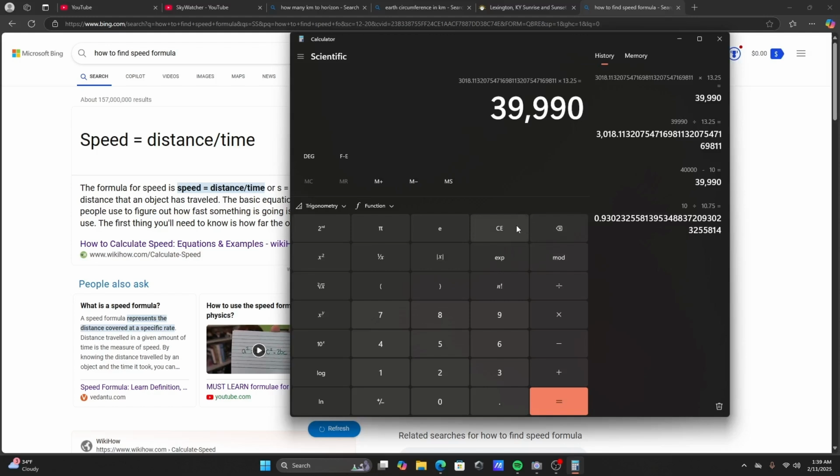So how do you explain this? How do you explain the sun taking 11 hours to travel 10 kilometers at the speed of 0.9 kilometers an hour, and then moves up to traveling, what was the number? 3,018.11 kilometers an hour to make up the other 39,990 kilometers for the next 13 and a quarter hours.